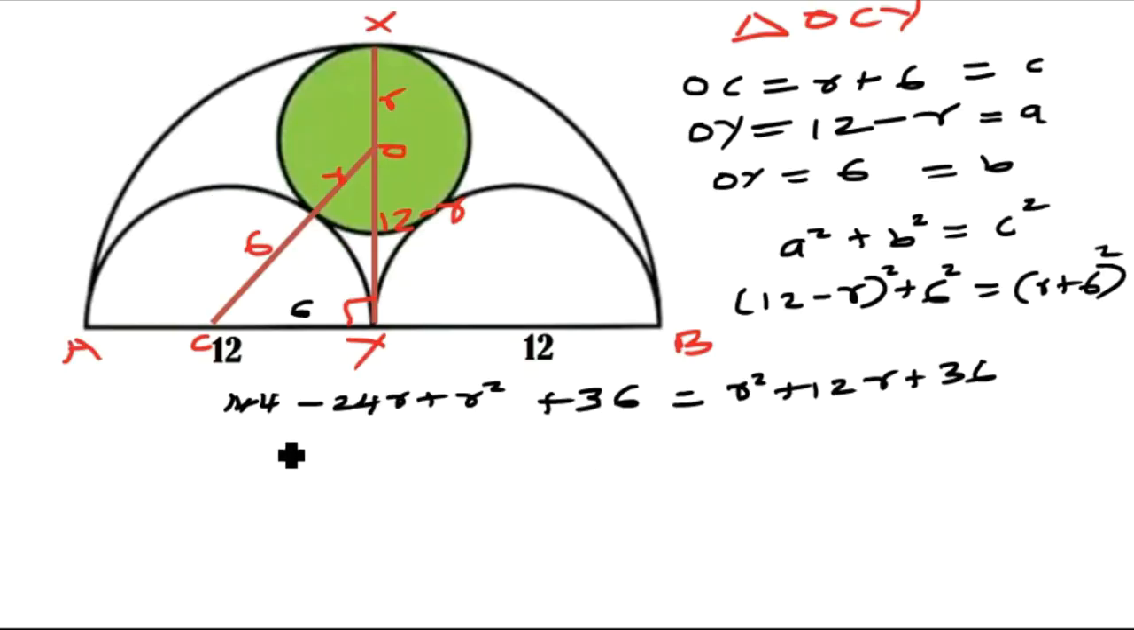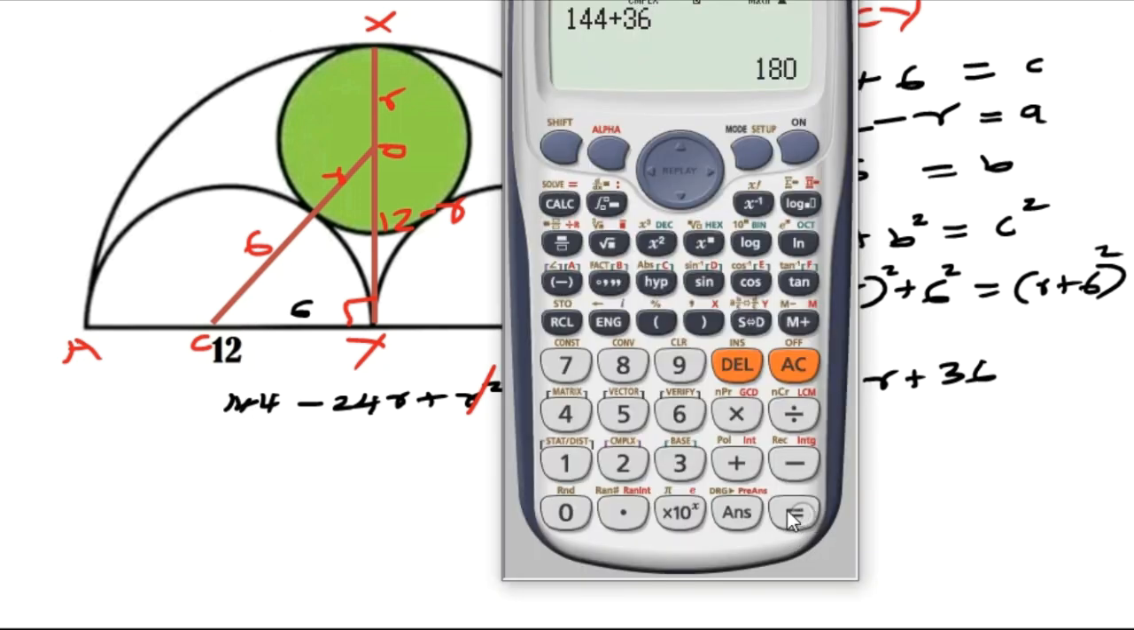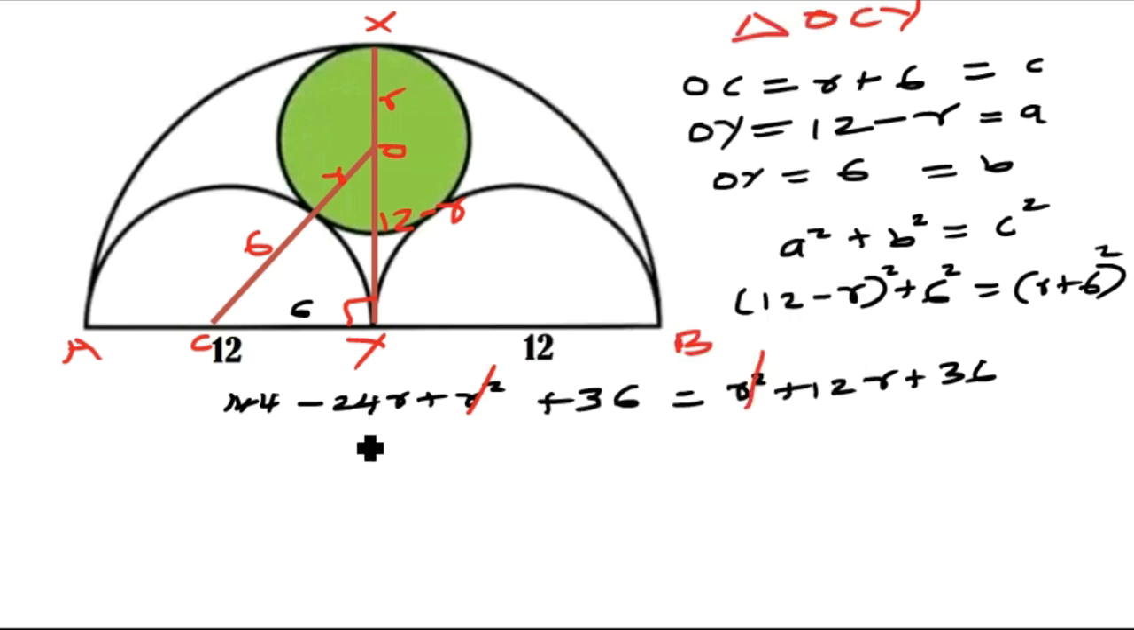Now from here you can see we have R squared on both sides. So the R squared on the left will cancel with the R squared on the right. So what do we remain with? On the left we remain with 144 plus 36, so that is 180, then minus 24R, equal to, on the right hand side we remain with 12R plus 36. So we collect the like terms.